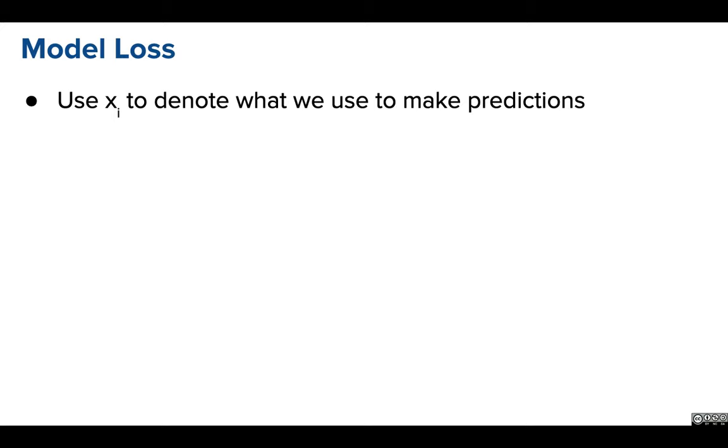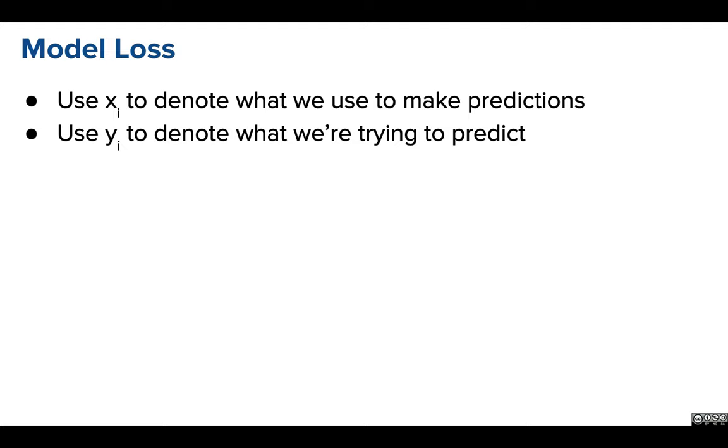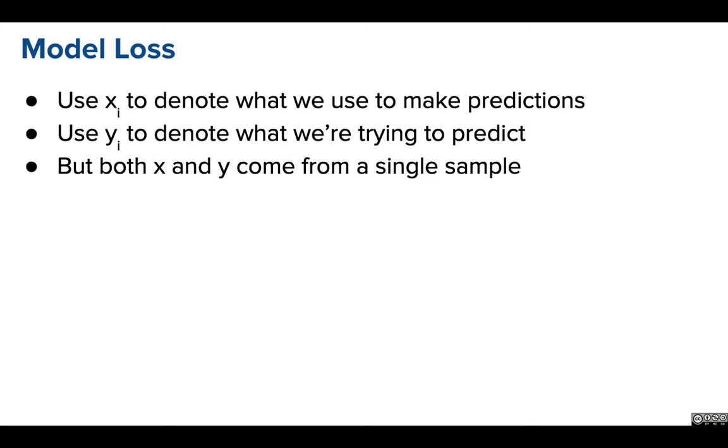So I'll write down some more notation. I'll say that x sub i is what we use to make predictions, and y sub i is what we're trying to predict. The reason I'm doing this is because a single sample has both x and y. You saw the big table on the previous slide with the car attributes and the miles per gallon. Usually, if you have a single sample, you have one column you're trying to predict, and you use the rest of the columns to make a prediction. So the y sub i are the values you're trying to predict, and the x sub i are the values you're using to make a prediction. But they both come from a single sample. The reason I'm splitting apart the sample into x sub i and y sub i is because a single sample contains both what we use to make the prediction as well as what we're trying to predict itself.